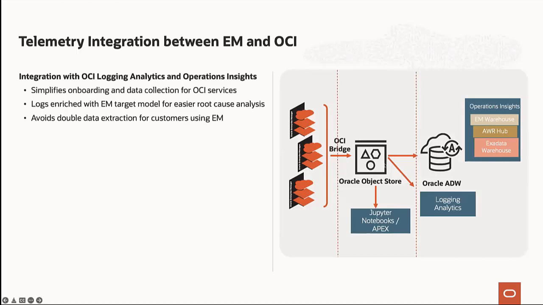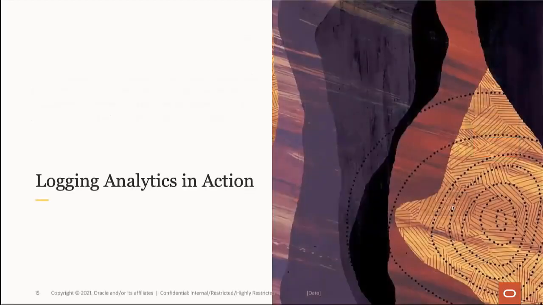Here, what you see is that you may have infrastructure and applications, irrespective of whether they are on-prem or in a third-party cloud, and the OCI bridge. Here the center point is an object storage bucket, which is used to share data across different services and Enterprise Manager. And on the right-hand side, we have Logging Analytics and other services, which we continue to add to this list. Now let's see Logging Analytics in action.